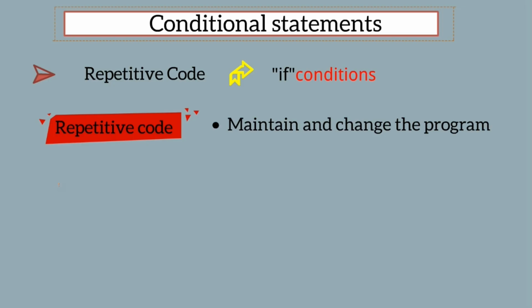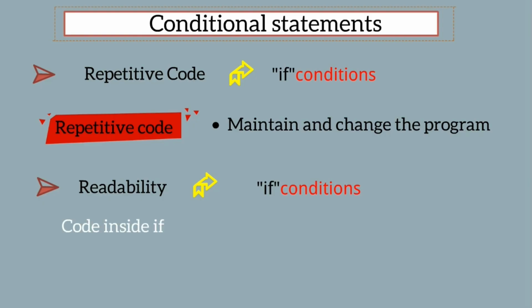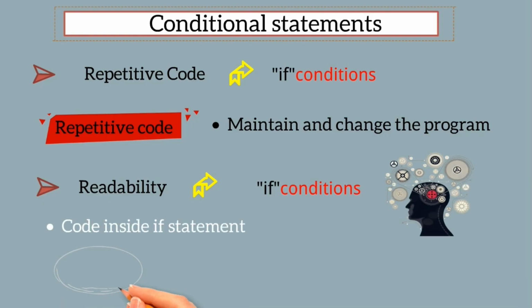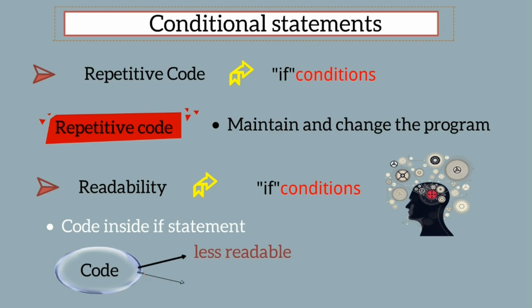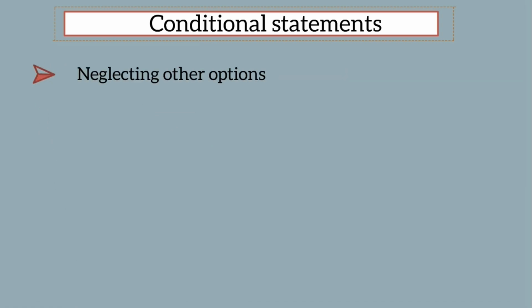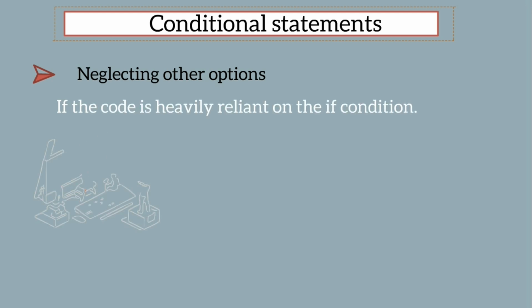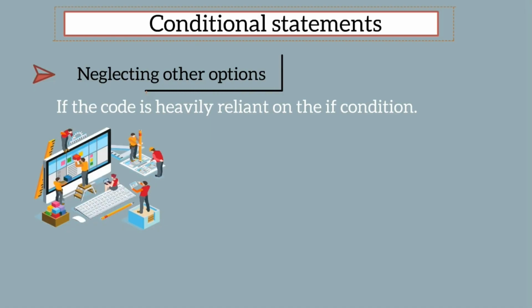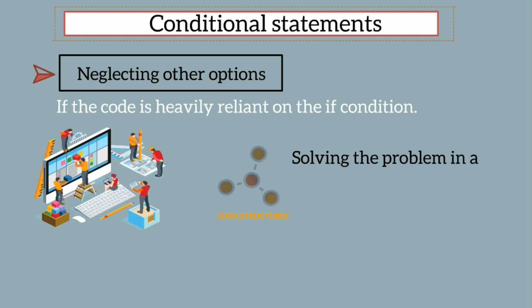Then there is a limitation of readability. If the conditions and the code inside if statements are very complex, it can make the code less readable and harder for the developers to understand. All right, then let's look at neglecting other options. If the code is heavily reliant on the if condition, it can lead developers to neglect other options, like using different data structures or solving the problem in a different way.